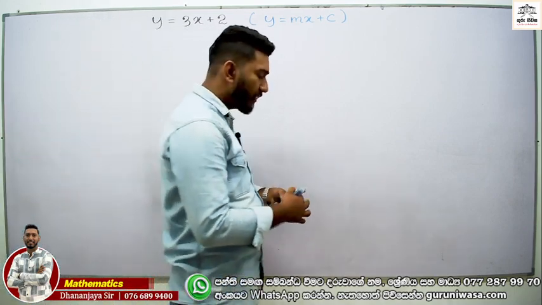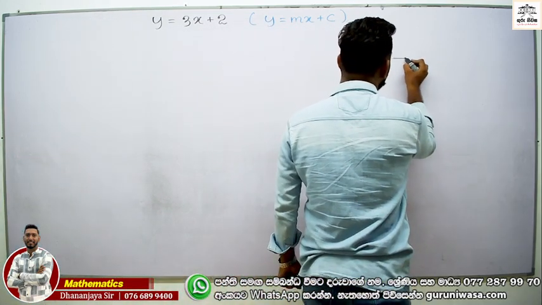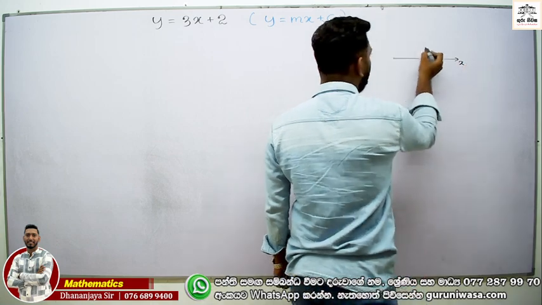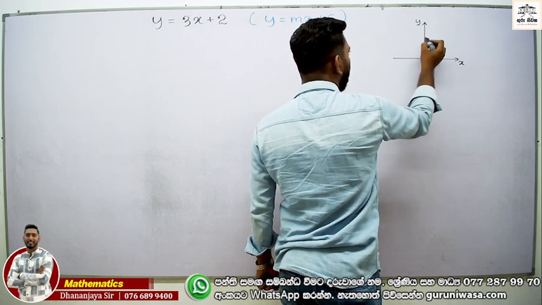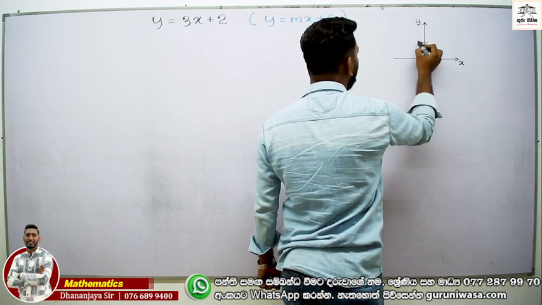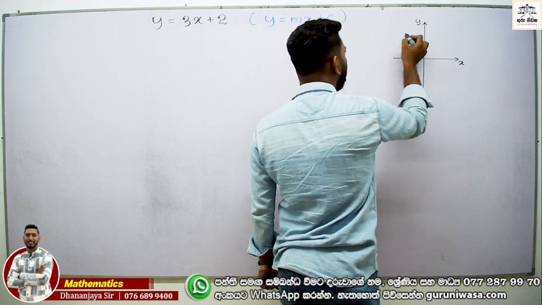As a rough sketch here, I make a roll. This one is the x-axis, and this one is the y-axis, and the positive 2 here, and this is the intercept.